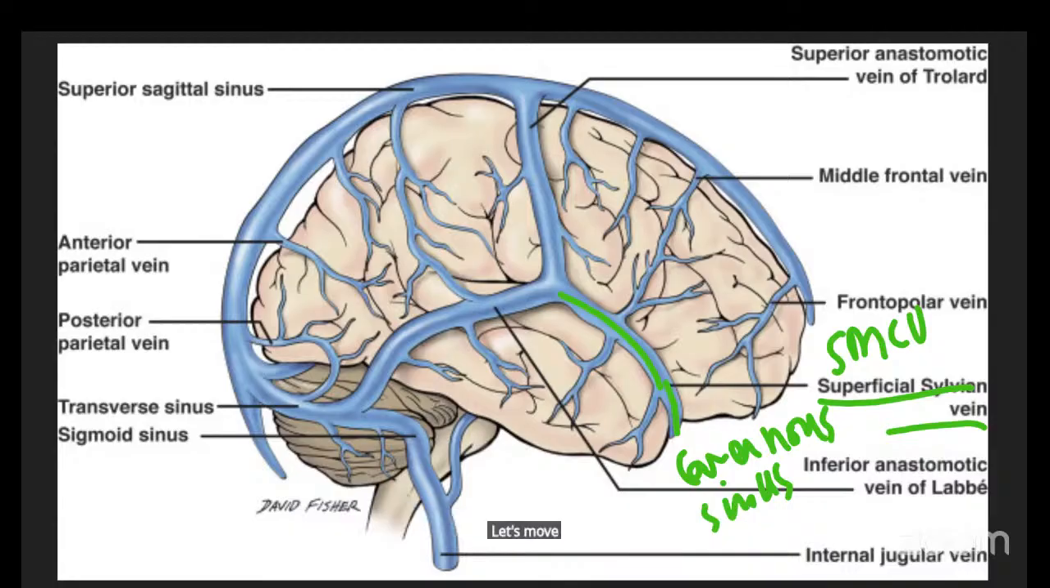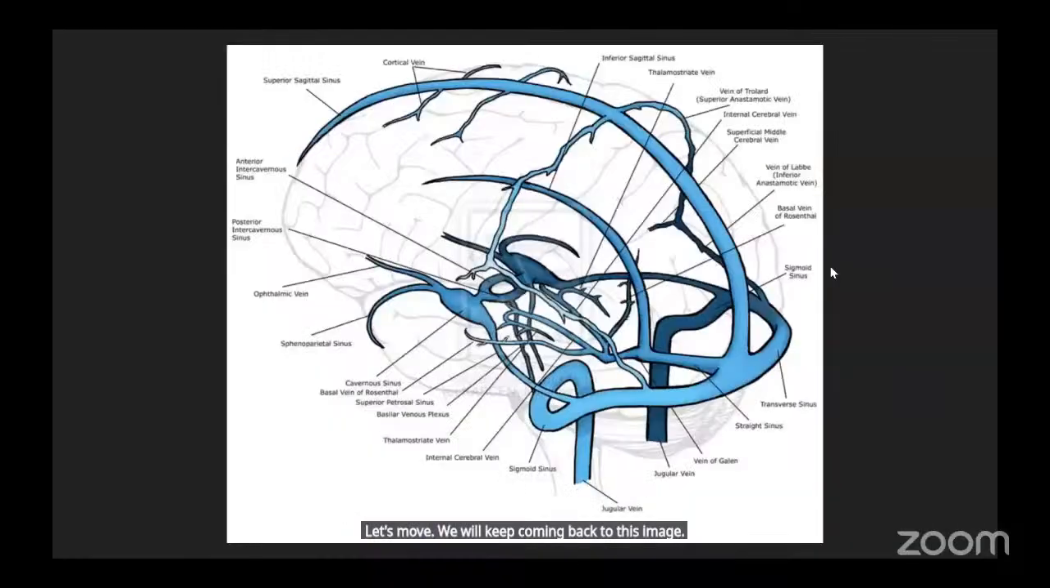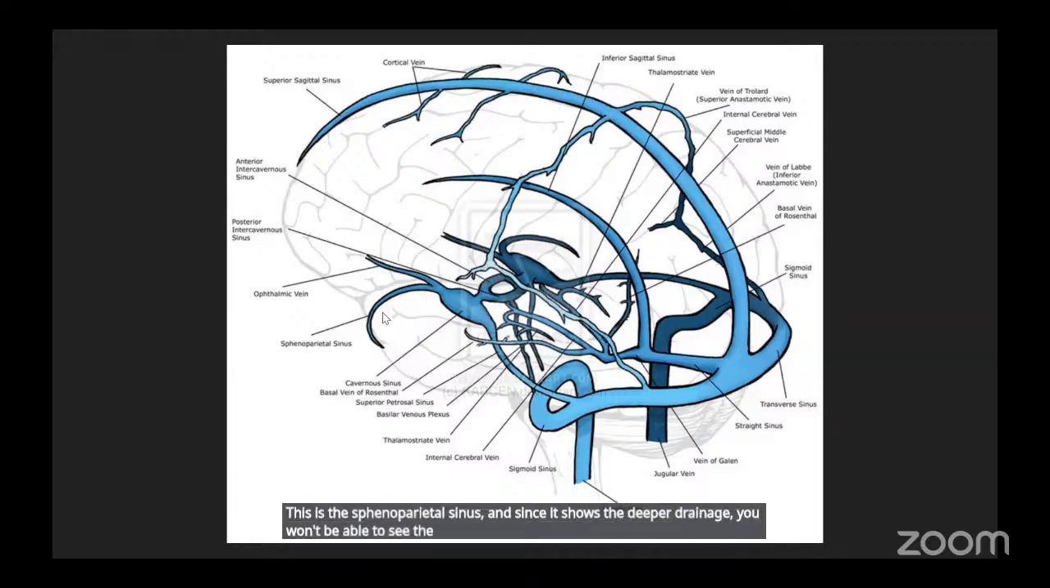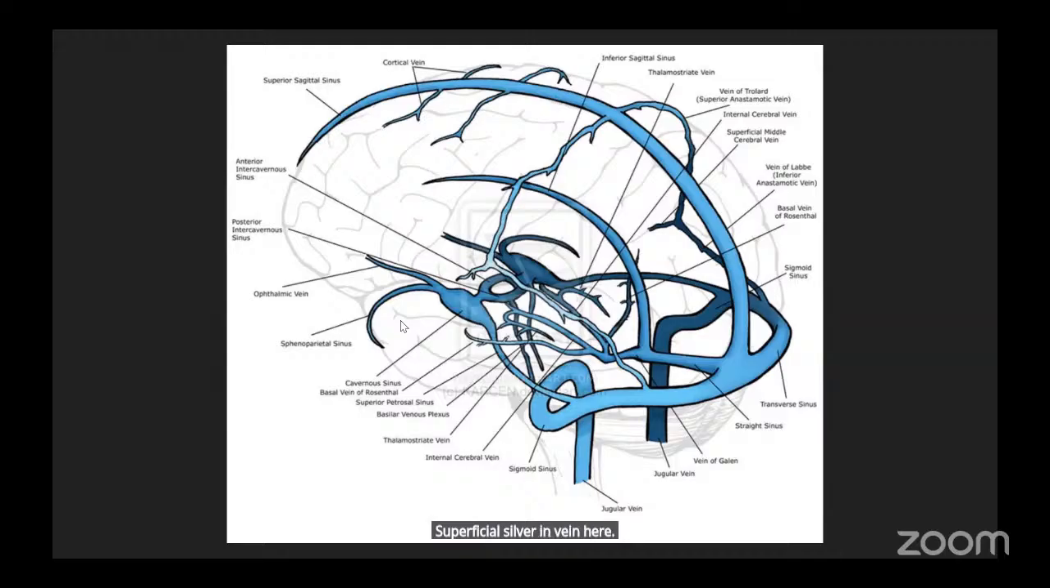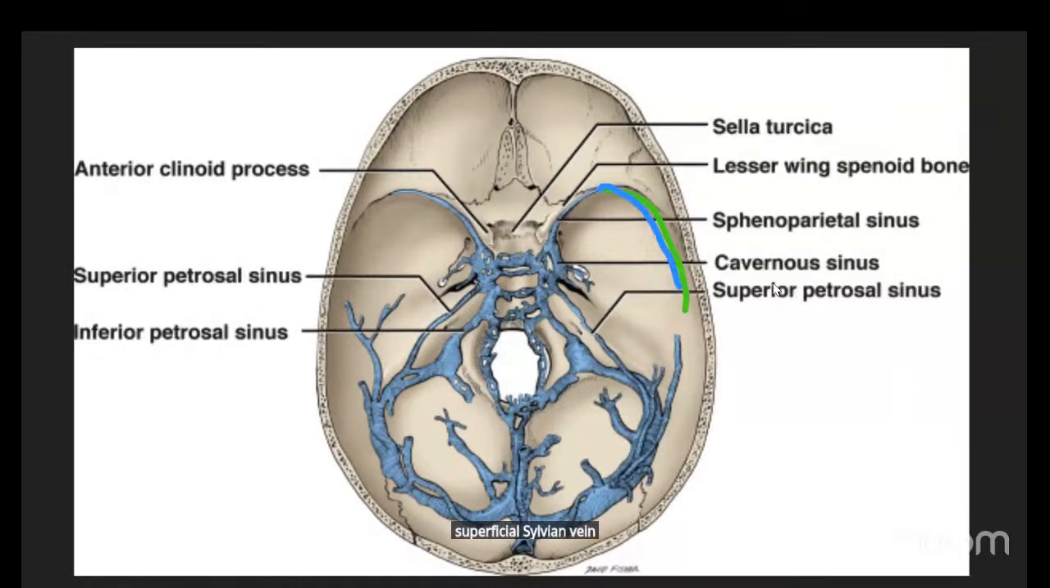Let's move. We will keep coming back to this image. This is the sphenoparietal sinus, and since it shows the deeper drainage, you won't be able to see the superficial sylvian vein here, but we can see it here. We know that this is the sylvian. Somewhere around here, we have the sylvian fissure, and this is where the vein travels, superficial sylvian vein, then ends up into this sphenoparietal sinus, which connects to the cavernous sinus.